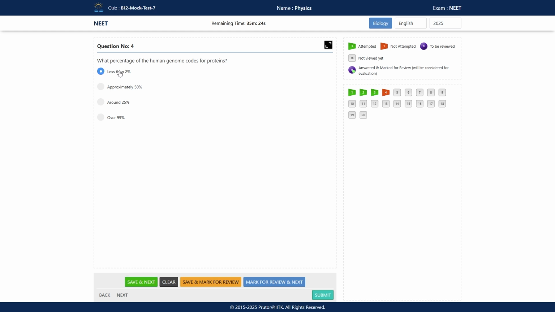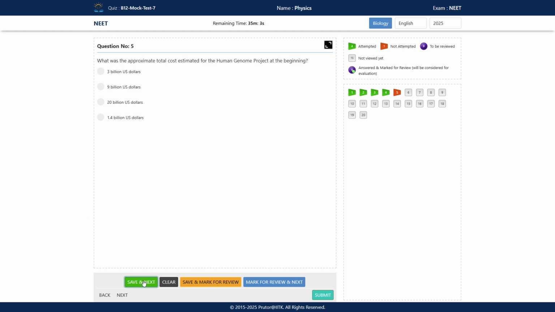Option number A will be the correct answer here. Less than 2% is the correct answer. Actually less than 2% of the human genome codes for proteins. This is expressed into proteins. The rest is junk DNA, which consists of repetitive DNA.